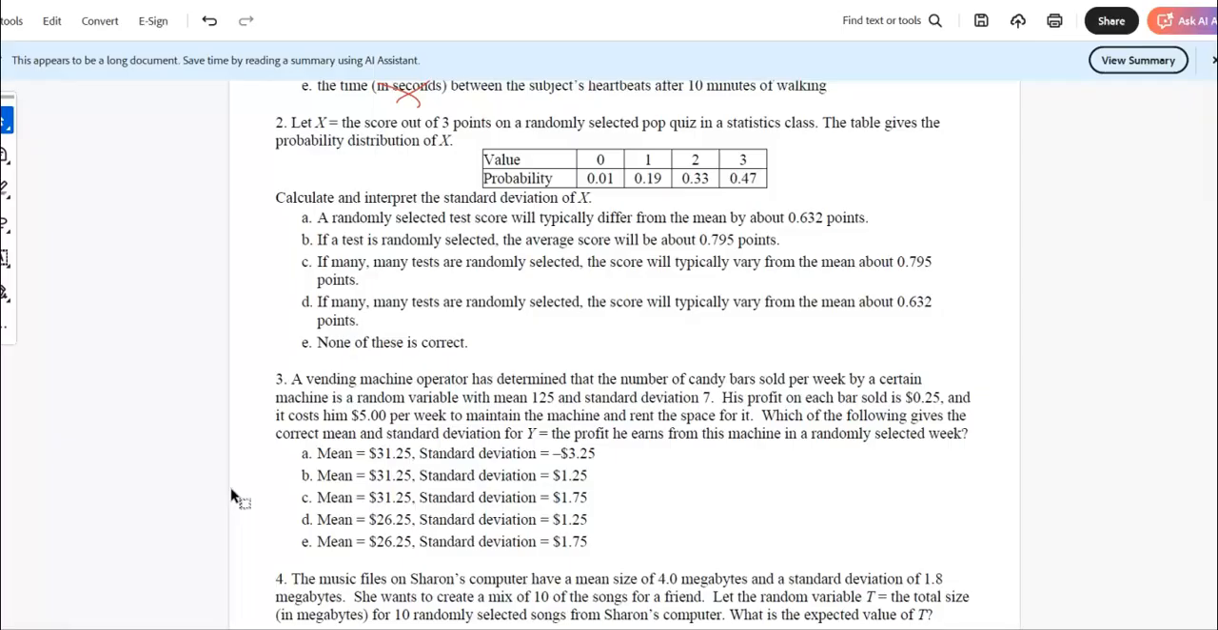Okay, so the score out of 3 points on a randomly selected pop quiz in a stats class, the table gives the probability distribution. Calculate and interpret the standard deviations. First, let's find the standard deviation.